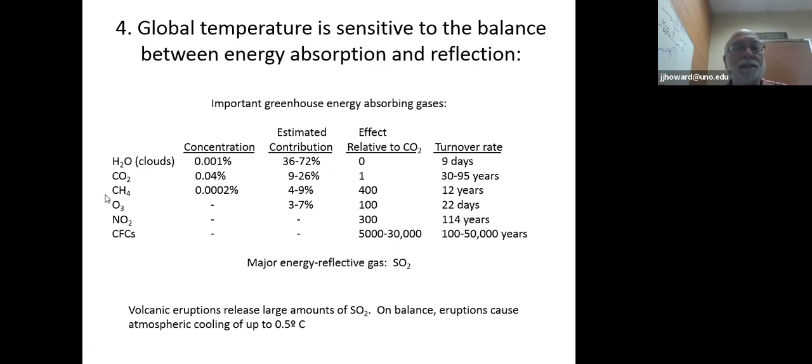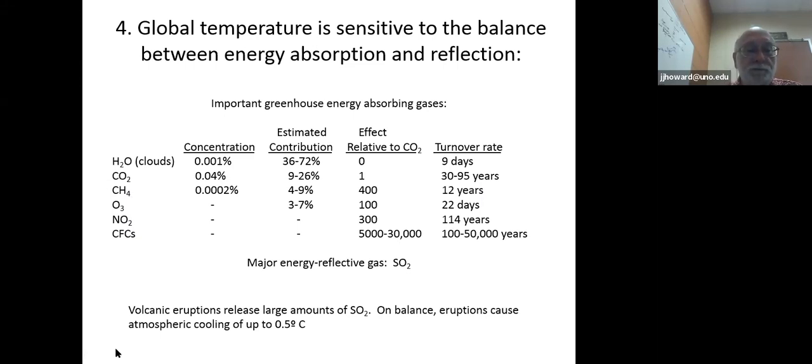The problem is that these gases are produced by human activity. Carbon dioxide, methane, ozone, nitrous oxide, and CFCs. These are all human generated gases, and they are building up in the atmosphere. They are increasing the rate at which heat from the Earth's surface is reabsorbed and re-reflected.